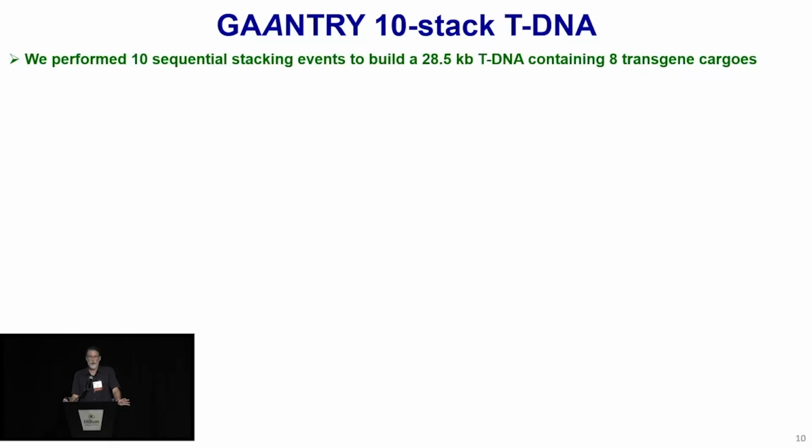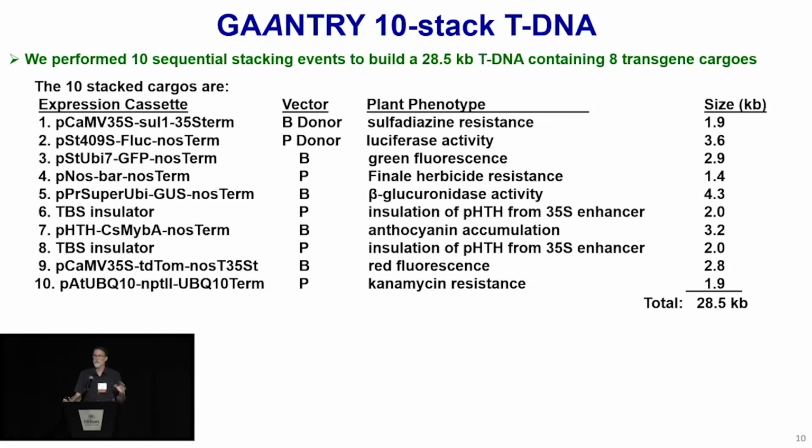And so Ray initially built what we call a 10 stack using 10 rounds of sequential assembly. And that built a tDNA that was over 28,000 base pairs in size with 8 expression transgene cargos. And they're all listed here. I'm not going to walk you through all of these, but I'm going to point out a few details.